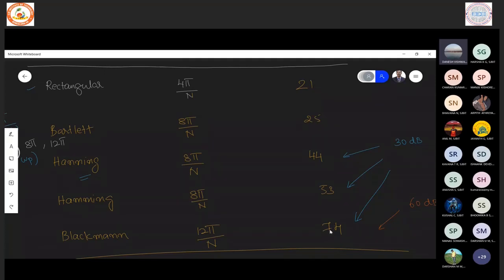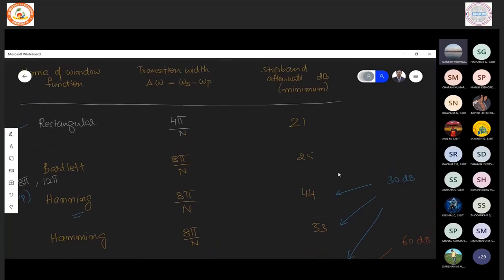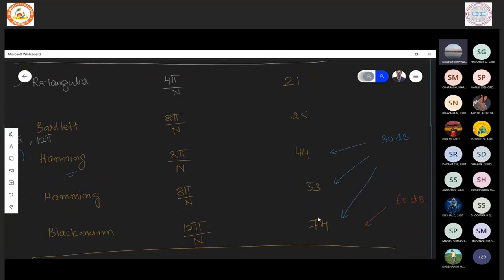Blackman is the best window as far as the attenuation is concerned. Stop band attenuation is very high, so it's a good window. But what is the penalty you have to pay if you go with the Blackman window? The transition width here is more. So the more transition width you have, the order will also become more. Okay, so we have to be careful here.